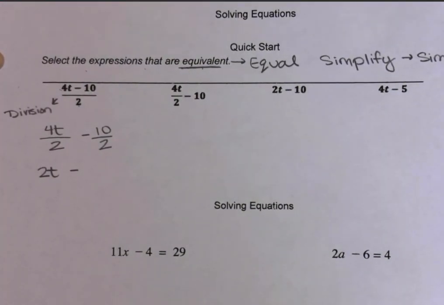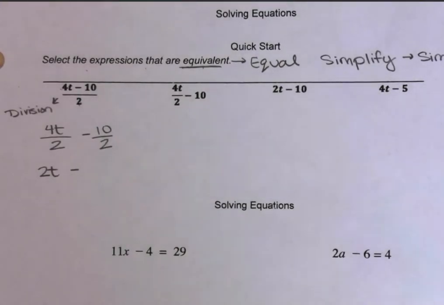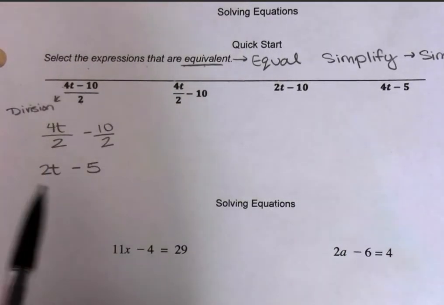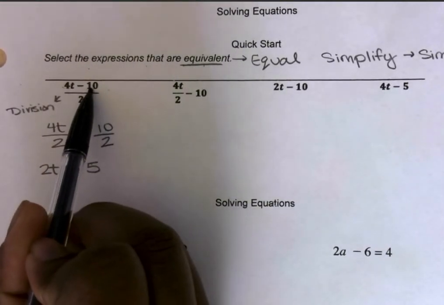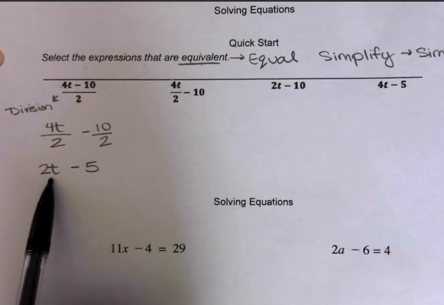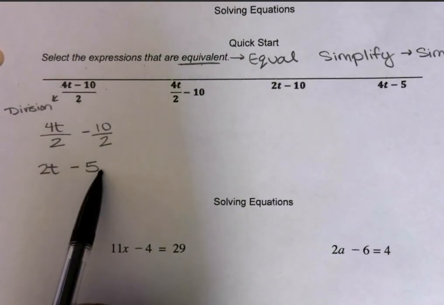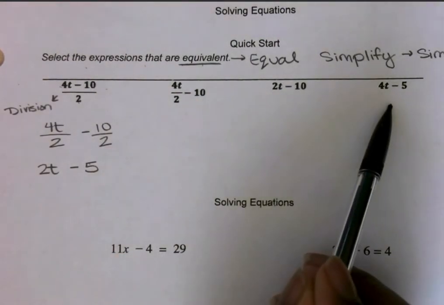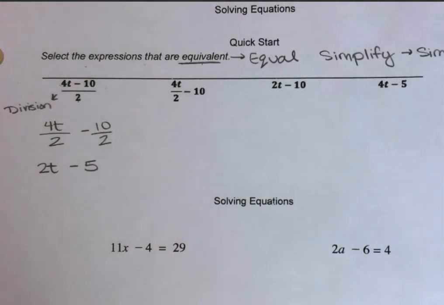And now we have 10 divided by 2. You can show me by your hands as well. 10 divided by 2. Nice. 10 divided by 2? Yes. Okay, so we know that 4t minus 10 divided by 2 is also equal to 2t minus 5. Right now, I don't see any 2t minus 5, so this one may not be equivalent. We don't know yet.